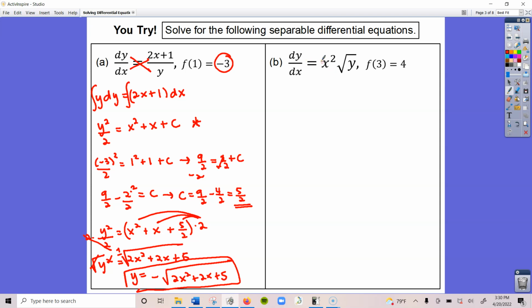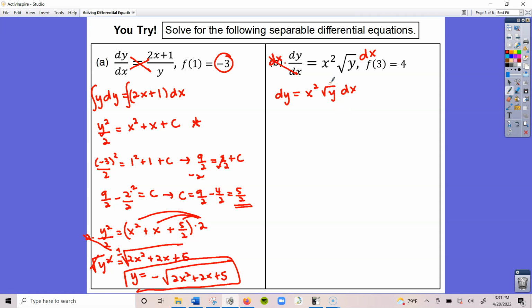Now over here we have a different scenario. We can't cross multiply because we don't have the y in the denominator. So we need to figure out another way to make sure that we have the y and dy's on one side and the x's and dx's on the other. What I can do first is at least get rid of the dx from the denominator by multiplying it. So I have dy is equal to x squared square root of y dx.